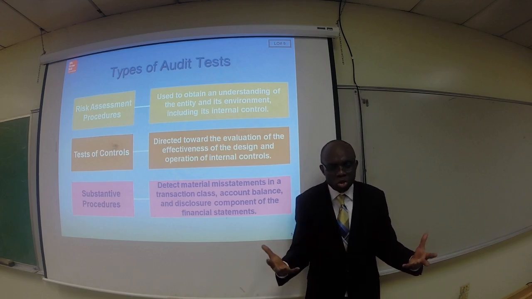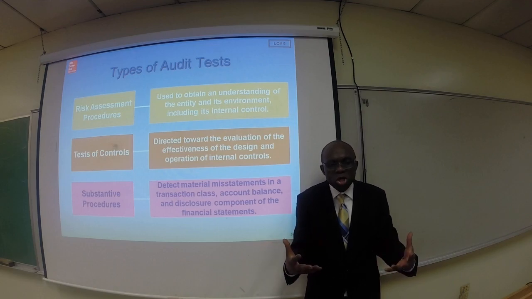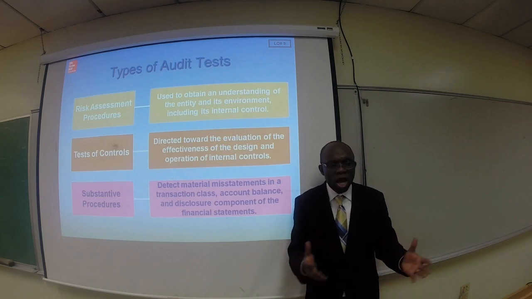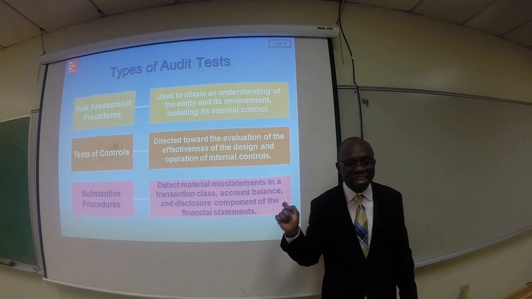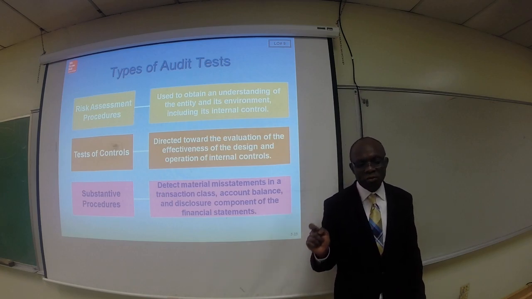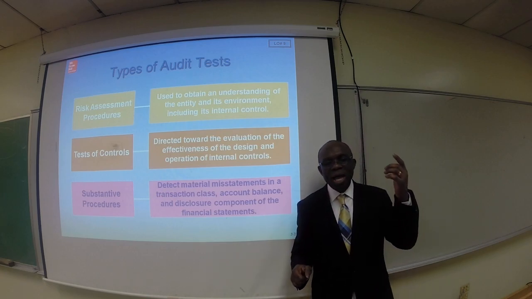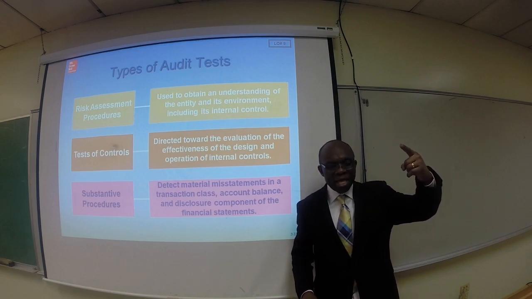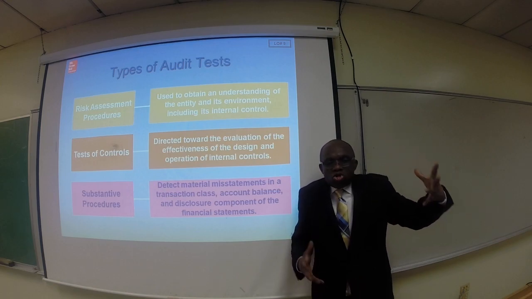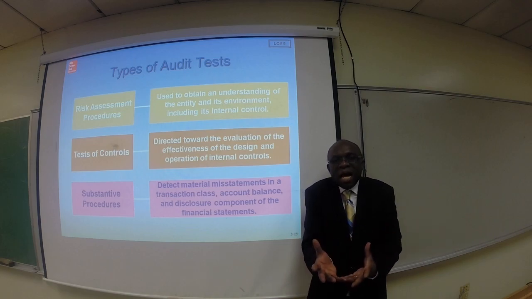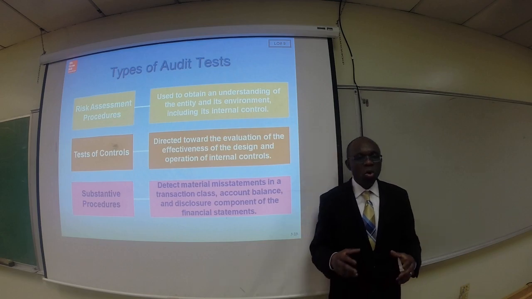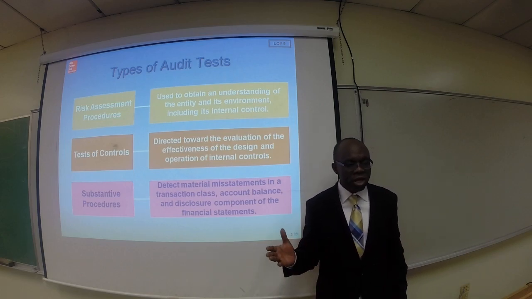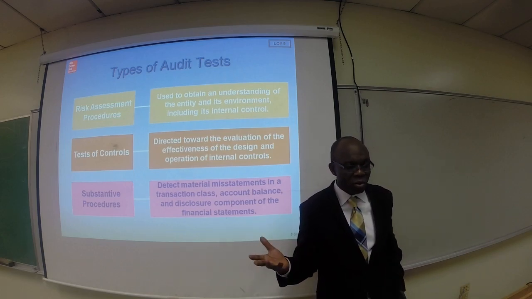How do we know that? We test those controls. So the audit procedures that we perform to test whether controls are working or not are called tests of controls. They are directed towards the evaluation of the effectiveness of the design and operation of the internal controls. So we are testing what? Whether the controls are properly designed and whether they are being carried out effectively. Whatever procedure we perform to make that evaluation is a test of controls.